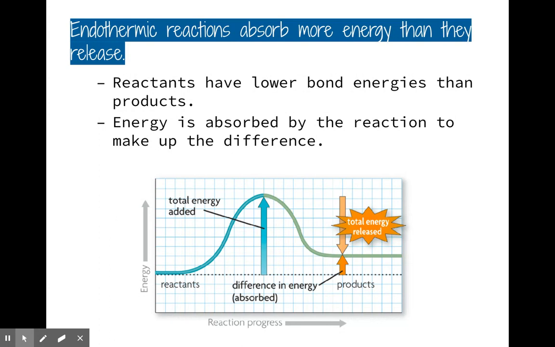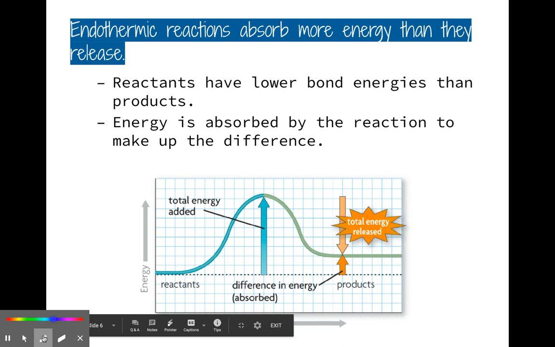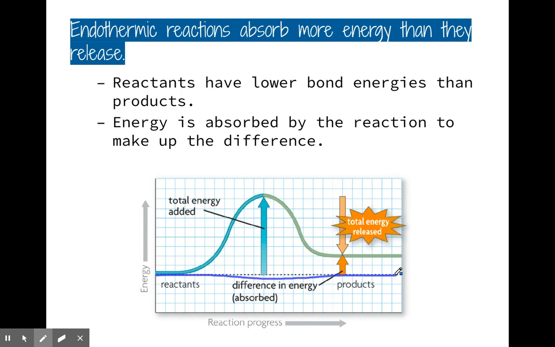the difference. So how does this graph look different compared to the graph before? Notice here's my line of our starting point. So here's my reactants. Notice now that the products being formed are above. They didn't go below, as we've seen in an exothermic reaction. The exothermic reaction went down here, and then our energy got released. In this one, we absorb the energy. So the energy gets absorbed by the reaction to make the difference.